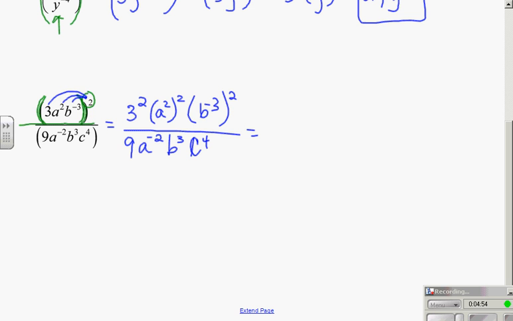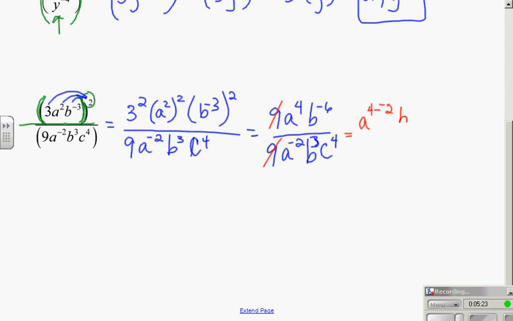I'm going to clean up this numerator. I've got 9a to the 4th b to the minus sixth, all over 9a to the minus 2, b cubed, c to the fourth. Now at this point you have a decision to make. You can either handle the negatives and move everything around, or you can subtract by the quotient rule. 9 over 9 is going to cancel. I personally like to subtract, so I have a to the 4 minus minus 2, b to the minus 6 minus 3, and the c stays put.